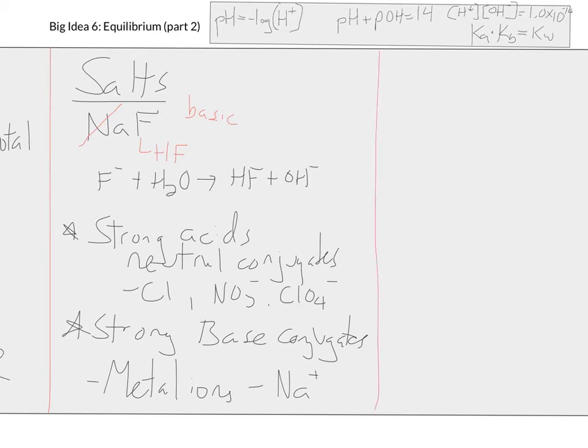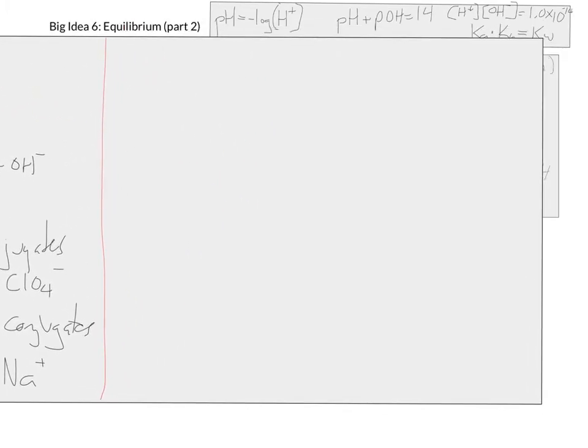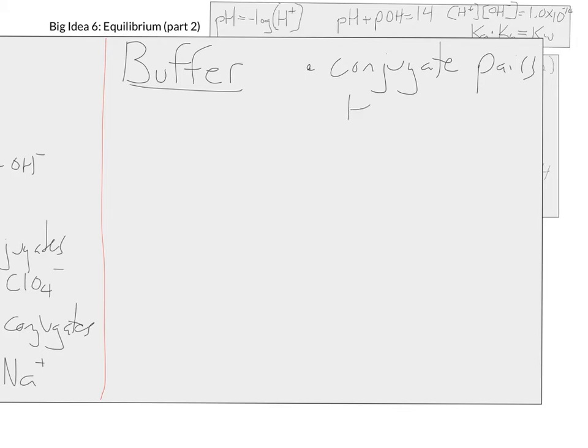And then the last tool for our toolbox is going to be, how do we handle buffers? Buffers are really common ion problems. So there's 2 ways we're going to do this. First, we need to identify a buffer. Buffers are just conjugate pairs. Okay, if we had the acid and its conjugate together in the same solution, they will not react with one another because they just turn into one another.